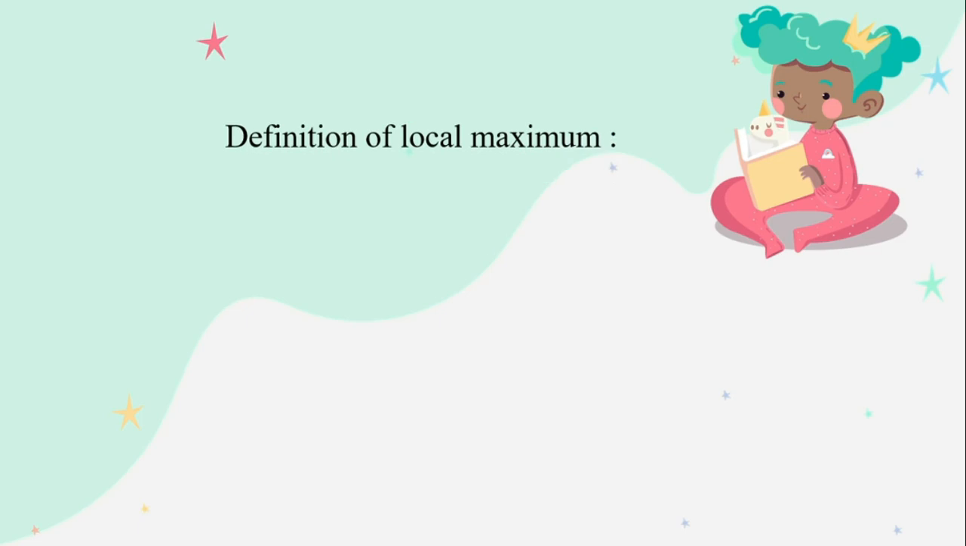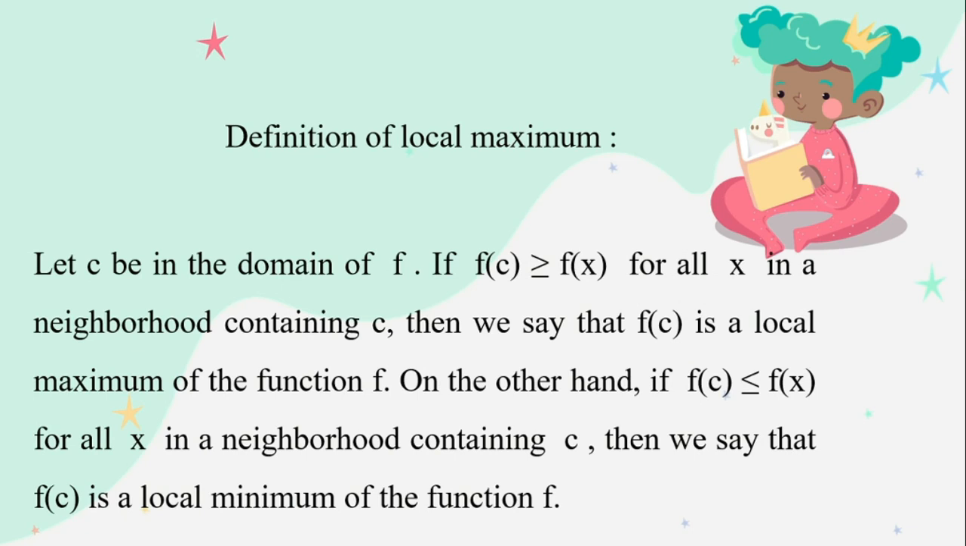Definition of local maximum. Let c be in the domain of f. If f(c) ≥ f(x) for all x in a neighborhood containing c, then we say that f(c) is a local maximum of the function f. On the other hand, if f(c) ≤ f(x) for all x in a neighborhood containing c, then we say that f(c) is a local minimum of the function f.